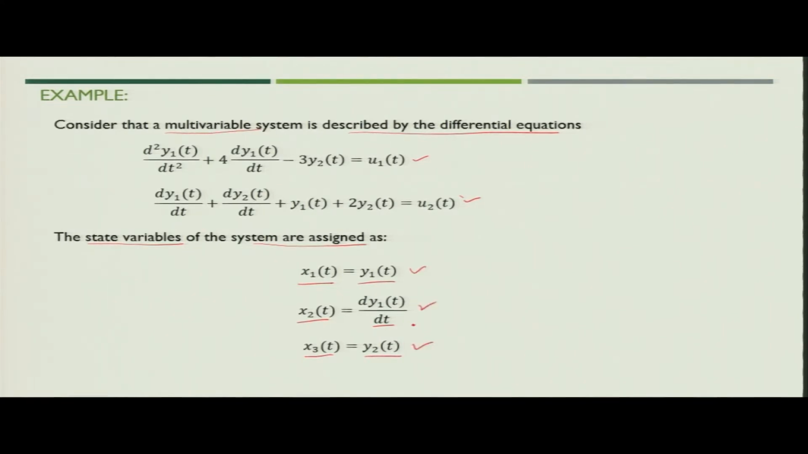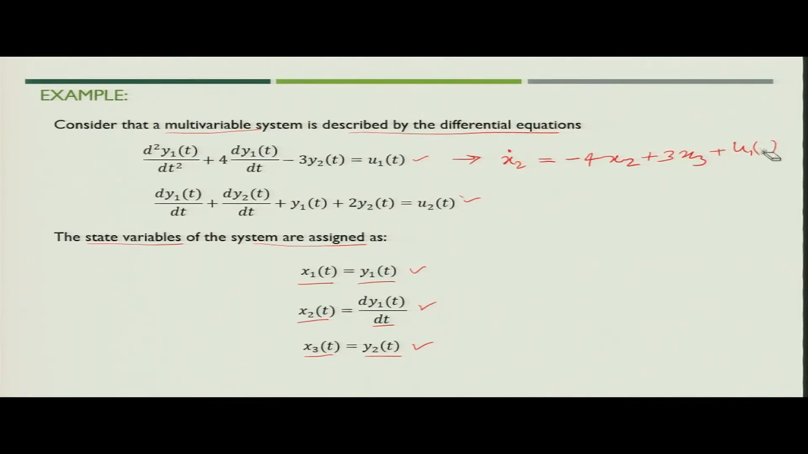When we define these three state variables for the system, we can write these two differential equations in the form of state variables. So, what will you write for this? This is the highest order component of the differential equation, so we write d2y1/dt2 = -4 dy1/dt + 3y2 + u1. Now, if you put in the values of the state variables we have just assigned, d2y1/dt2 can be written as dx2/dt, or x2 dot, equal to -4 x2, since dy1/dt is x2, plus 3 x3, since y2 we have defined as x3, plus u1.